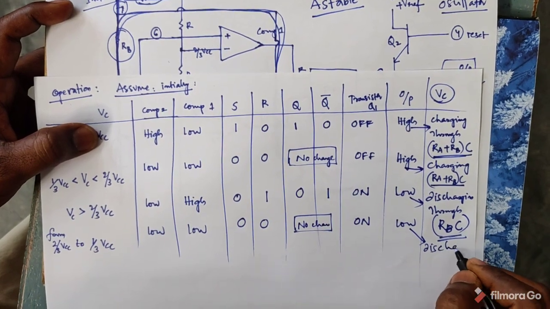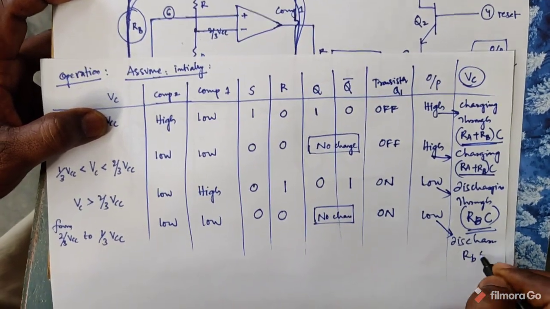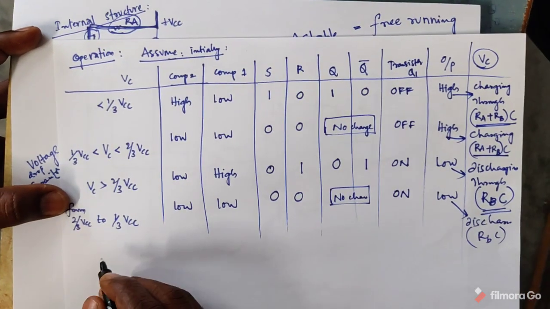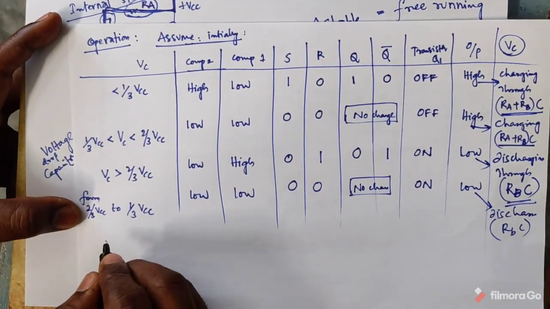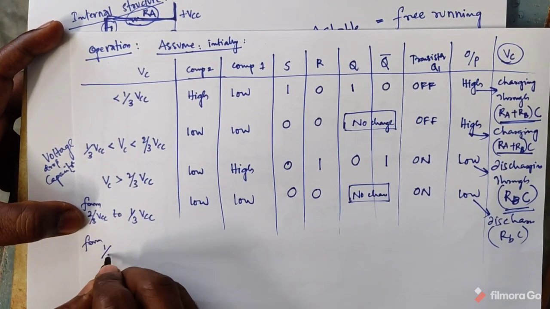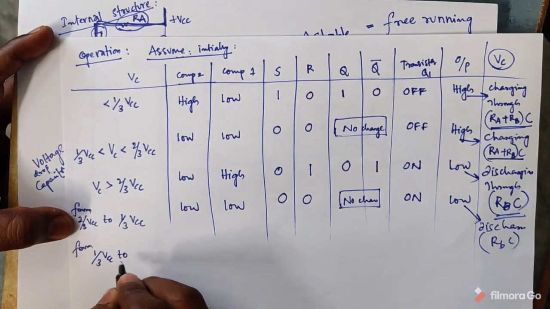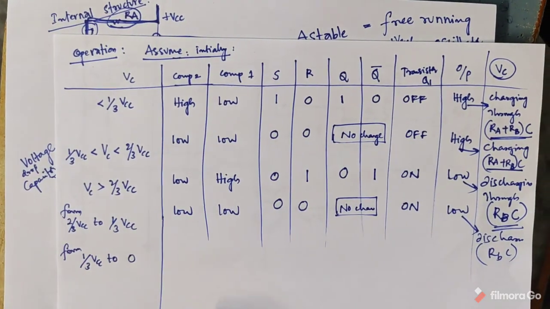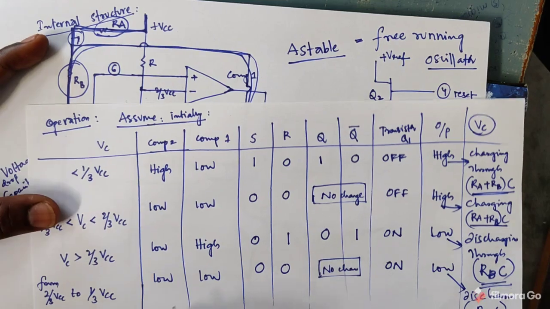This is also discharging, through RB and C value. Like that you can consider the response. And the last condition is from 1/3 of VCC to 0. So what about the result value?